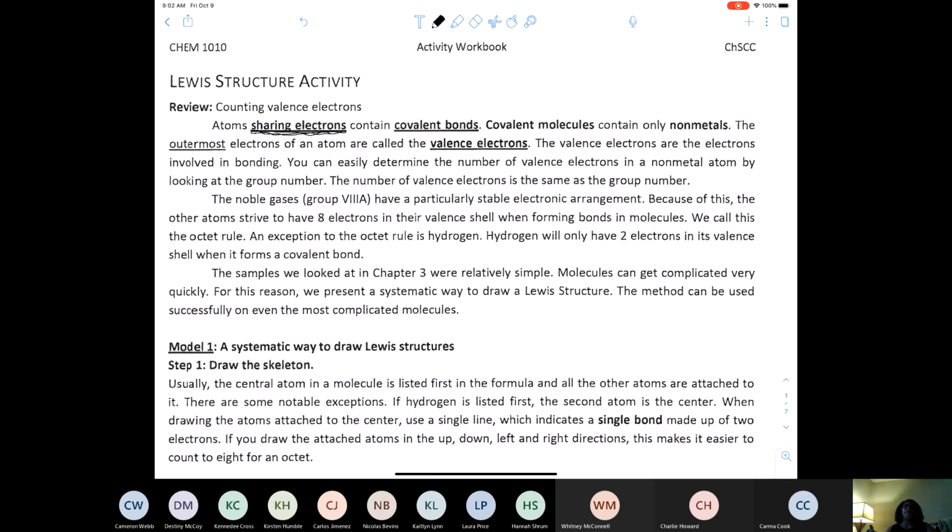And so covalent bonds, sometimes also referred to as molecular bonds, because these are the bonds that are found in molecular compounds. And so therefore molecular compounds or molecular molecules are often also called covalent molecules.